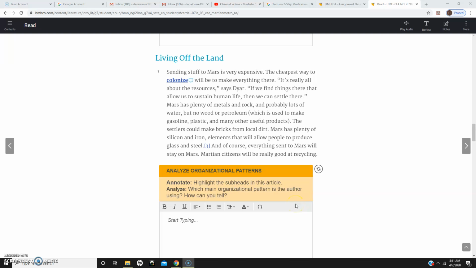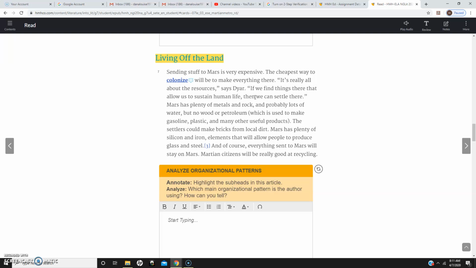Okay, moving on to the paragraph section and also the next subheading, "Living Off the Land." I'm going to highlight that because if you look at the question, you have to answer basically a question about the subheading. So I'm going to go ahead and highlight that, but I'm going to keep reading.